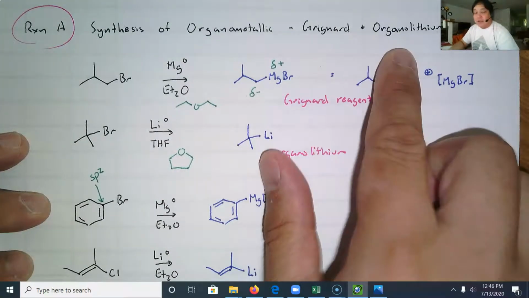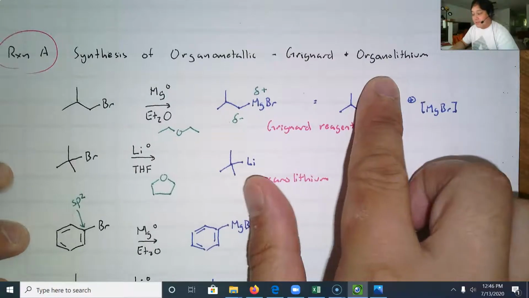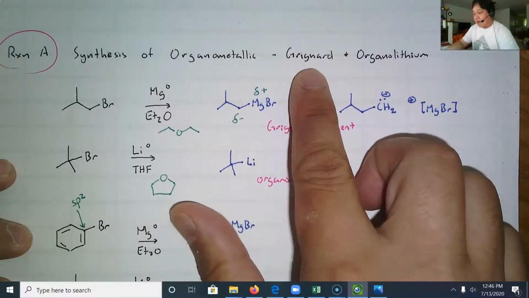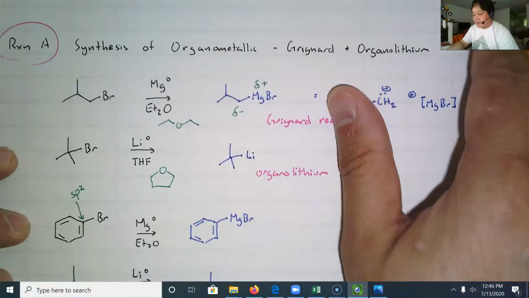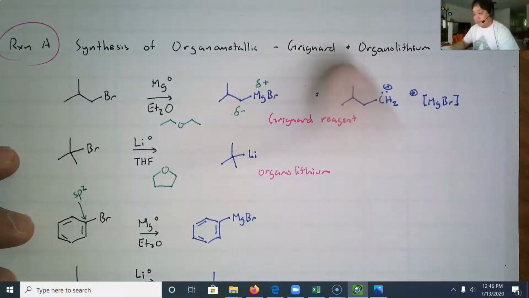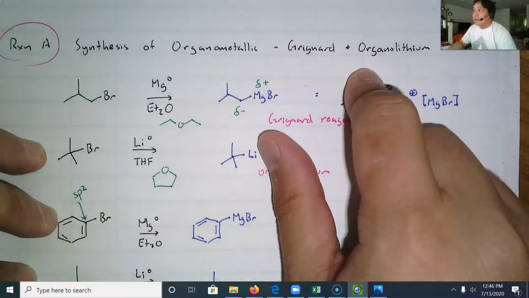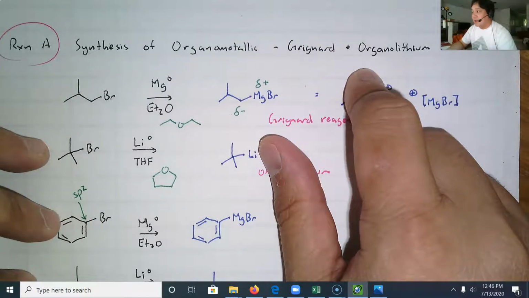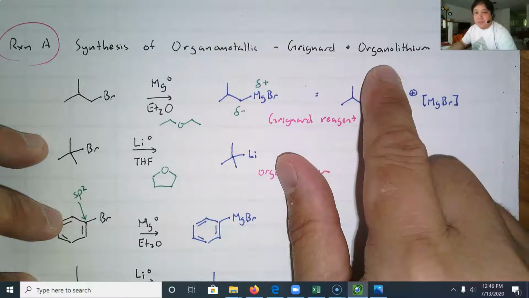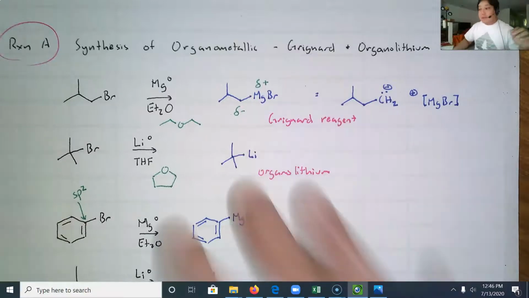By the way, I put these two together because whatever you can do with a Grignard, you could do with an organolithium. It's just that I prefer the Grignard a lot, okay? And I think most professors do. And honestly, I've never seen a college lab experiment where they made organolithiums. It's always making the Grignard.